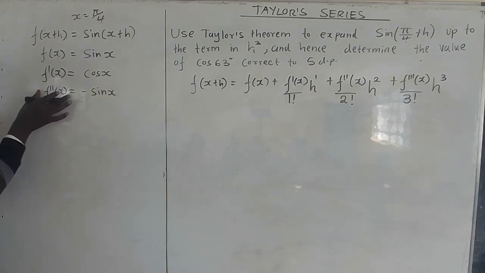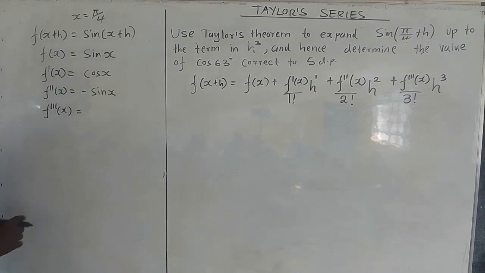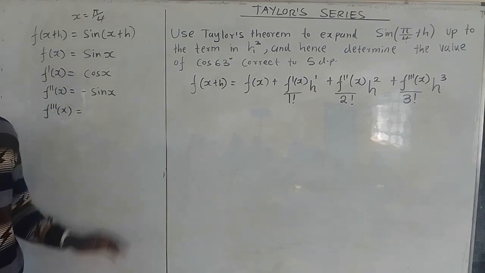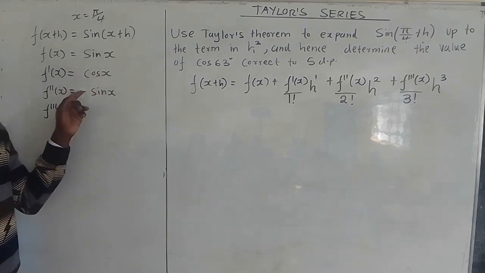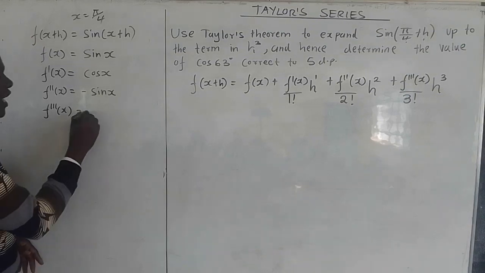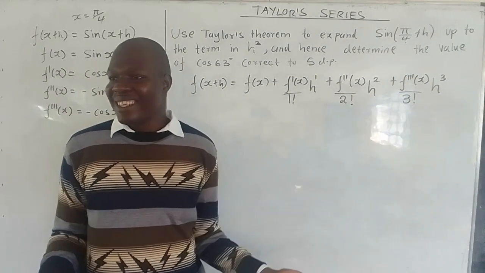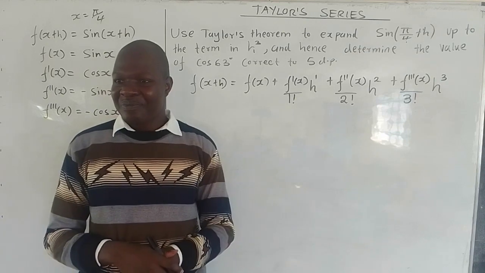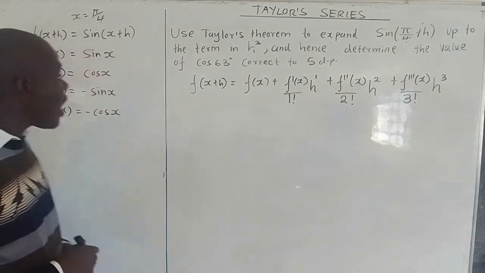Then if you differentiate f double prime, you get f triple prime of x, isn't it? Are we together? Negative is outside. If you differentiate negative sine x, you get negative cos x. See, we've reached f triple prime of x. That's where we end. Are we together? Good. Now, you now start.